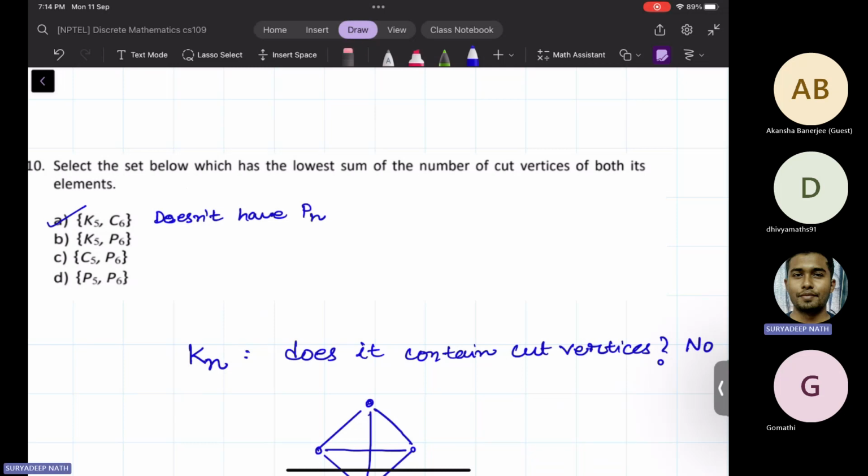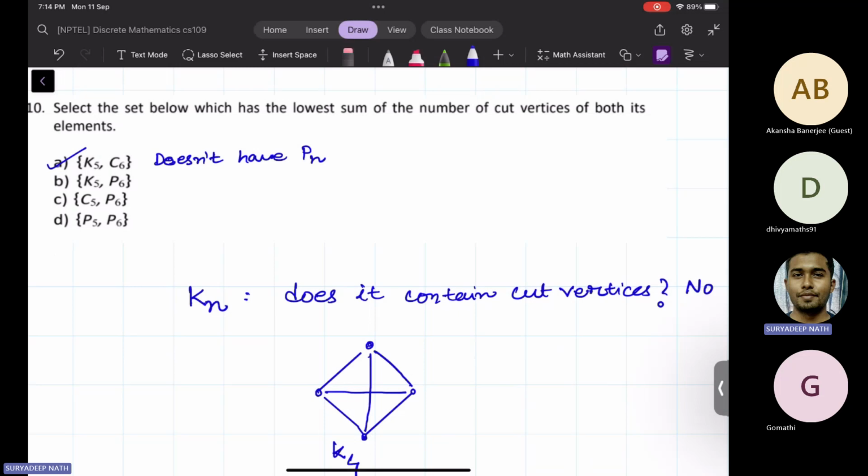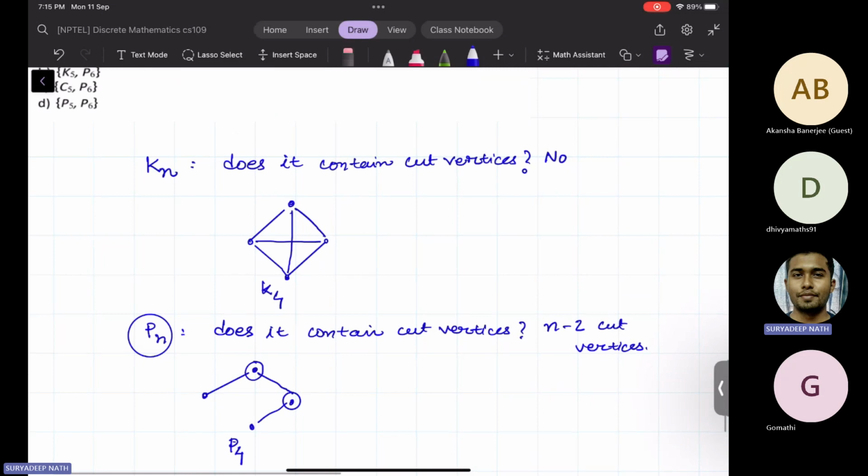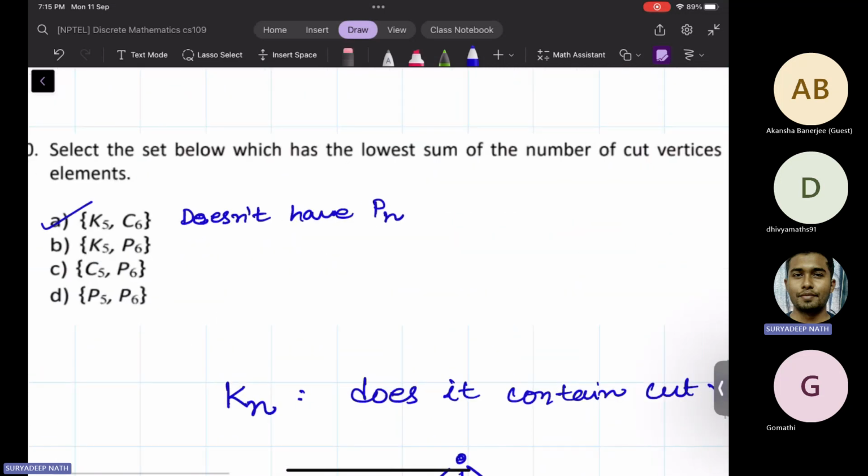Others will have 4 cut vertices because P6 will have n minus 2, so 4 cut vertices. K5 will have no cut vertex, P6 will have 4, so I'll write 0 plus 4. C5 will again have 0 cut vertices, but P6 will have 4, and P5 will have 3. So here it is 0 plus 0, 0 plus 0. That's why option A is the right answer for this question.